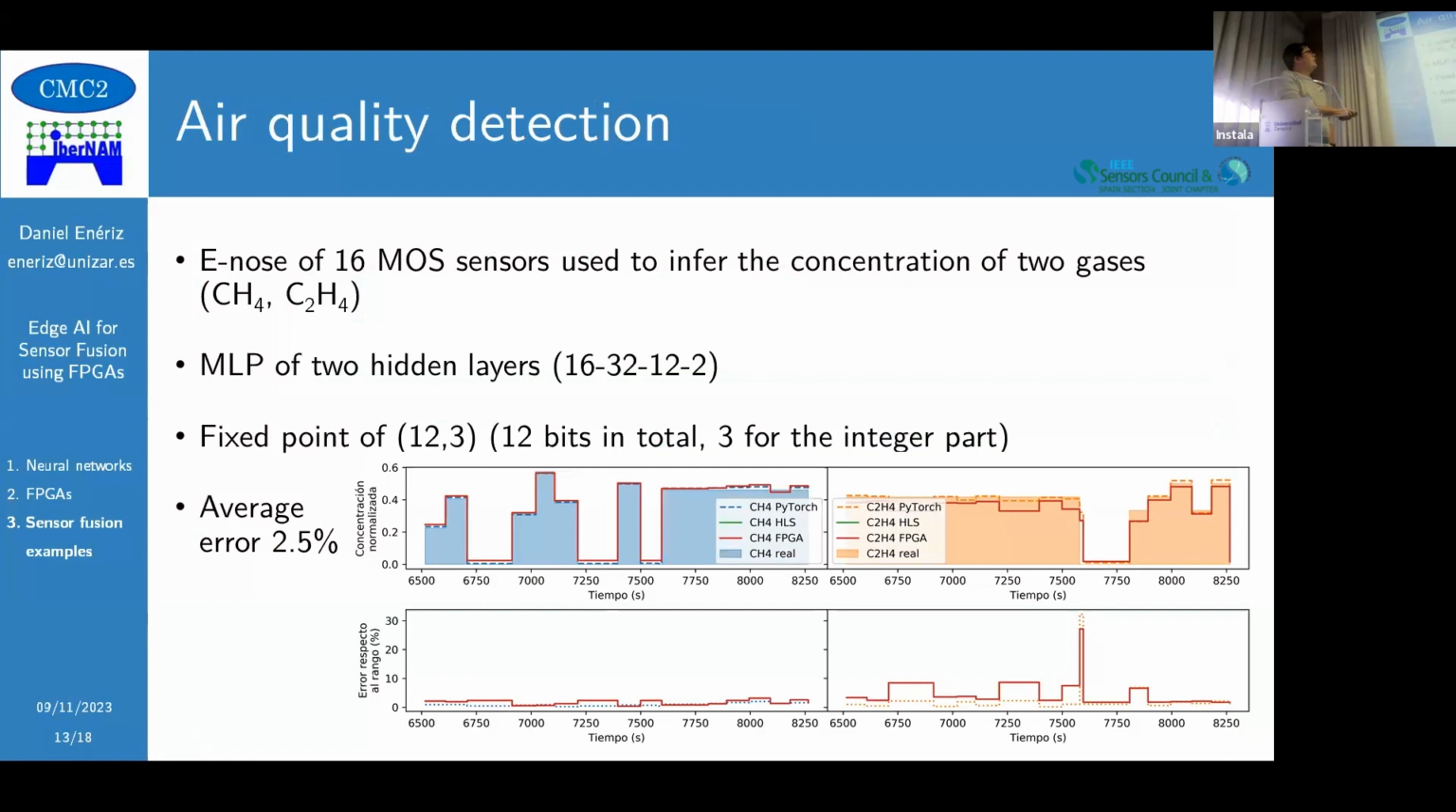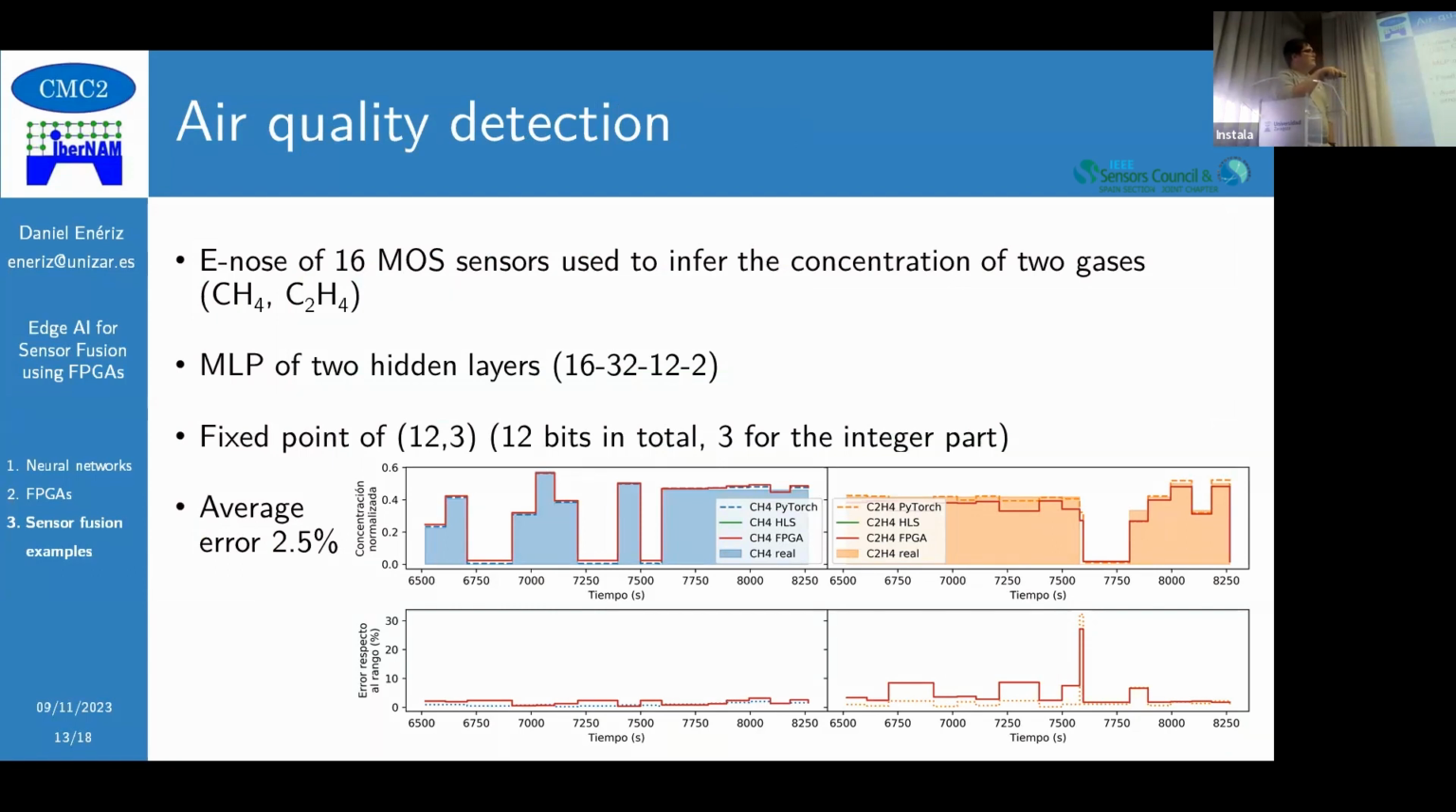So in our work on gas quality detection, we employed a dataset of 16 metal oxide sensors when exposed to atmospheres that contain a mixture of two gases, methane and ethylene. And the idea here was to infer the concentration of these two gases over time. For this, we employed a multi-layer perceptron of two hidden layers, and we implemented it with a fixed point of 12 bits in total, 3 of them dedicated to the integral part.